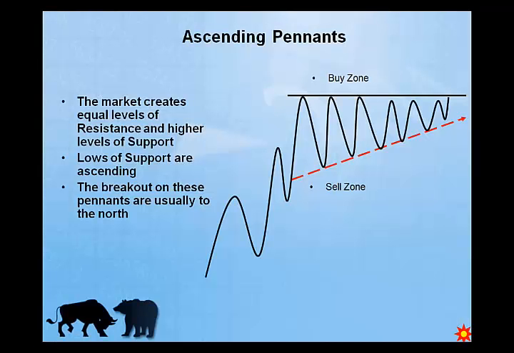Now, an ascending pennant, the market is creating equal levels of resistance. Look how it's doing equal levels of resistance. But the lows are ascending. And look how the lows here are ascending. And these pennants usually break to the north because they're ascending. They have more pressure up to the north.